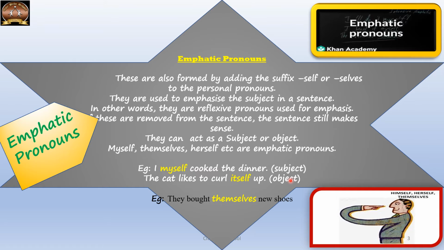Emphatic pronouns act as subject and object, never as an indirect object. Remember, an emphatic pronoun never acts as an indirect object, whereas a reflexive pronoun can act as an indirect object. When a reflexive pronoun acts as an indirect object, and if it is removed from the sentence, it does not change its meaning. I hope these points of difference between emphatic and reflexive pronouns are clear to you.